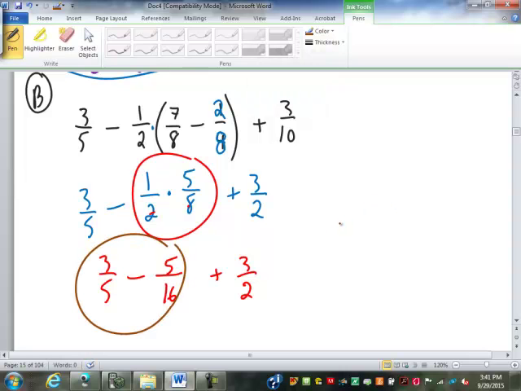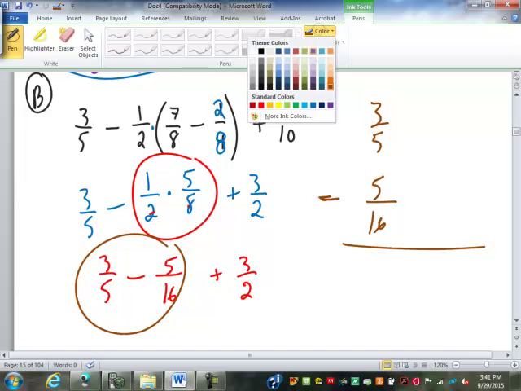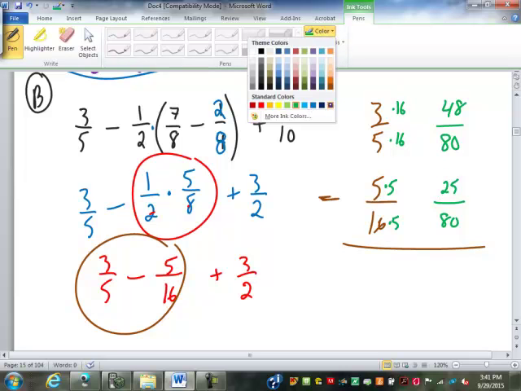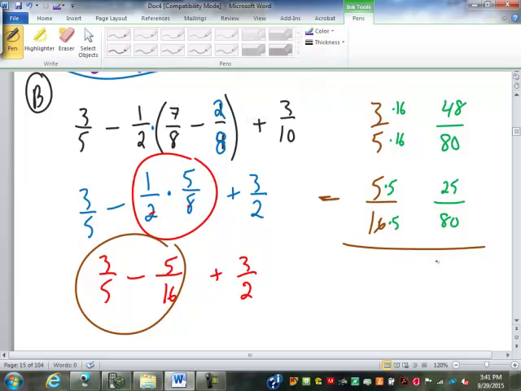3/5 minus 5/16. I'm going to write it over here because this one's going to take a little effort. So subtraction. Common denominator is going to be 80. So 5 times 16 to make 80. 3 times 16 is 48. 16 times 5 to make 80. 5 times 5 is 25. So now I subtract. 48 minus 25 is 23/80.